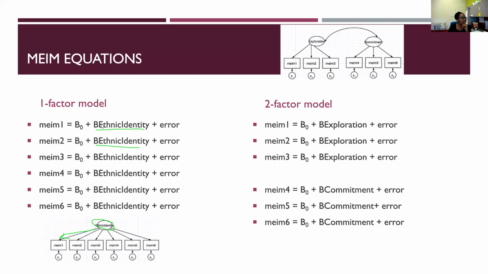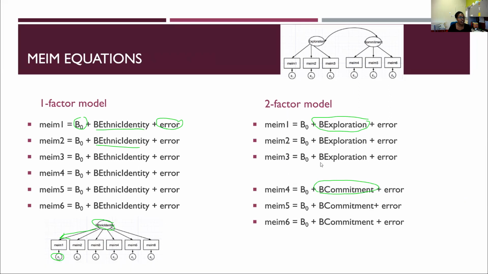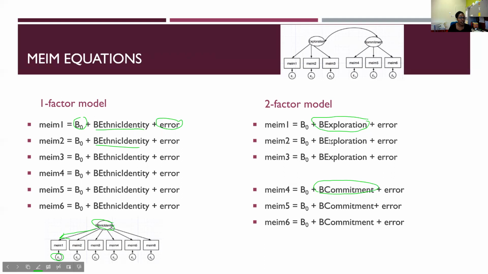Because these are endogenous variables, each one has an intercept and each one has an error term. So you see that error term down there. Now in our 2-factor model, we still have 6 equations because we have 6 indicators. But in this case, mean 1, 2, and 3 are being predicted by the factor exploration, and mean 4, 5, and 6 are predicted by the factor commitment. So that's the only difference between these 2 models. But we still have the same intercept and error term for each of those 6 equations.